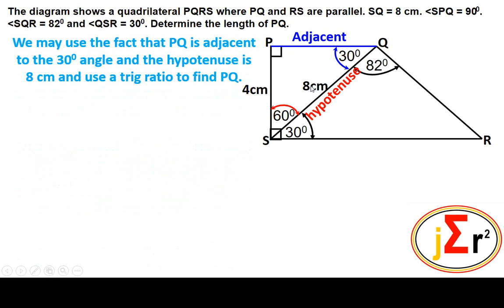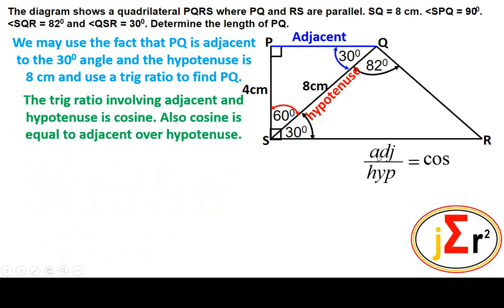We may use the fact that PQ is adjacent to 30 degrees and the hypotenuse is 8 centimeters, and we may also use a trig ratio. Which trig ratio involves adjacent and hypotenuse? The trig ratio that involves adjacent and hypotenuse is cosine. Further, cosine is equal to adjacent over hypotenuse.